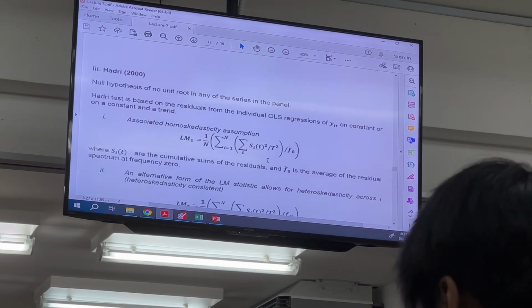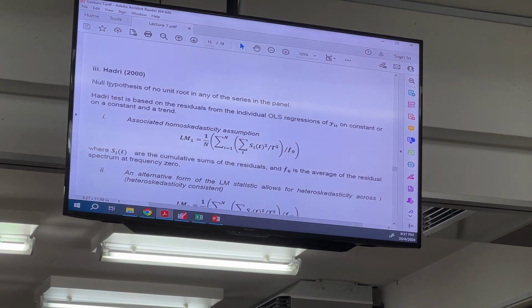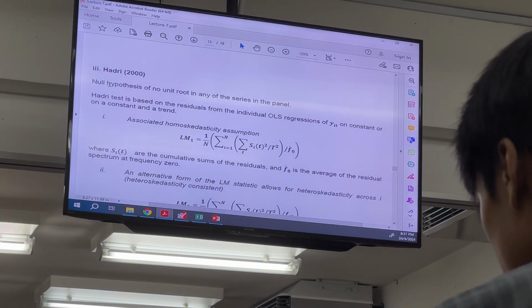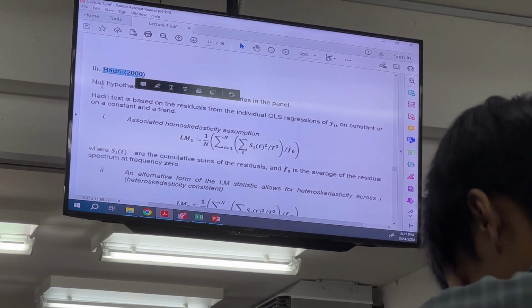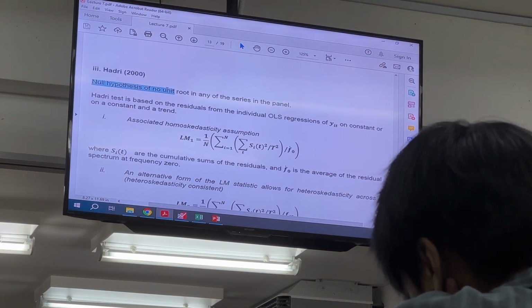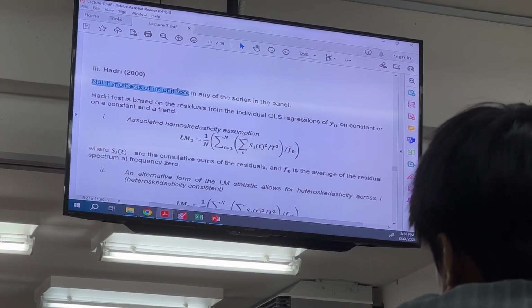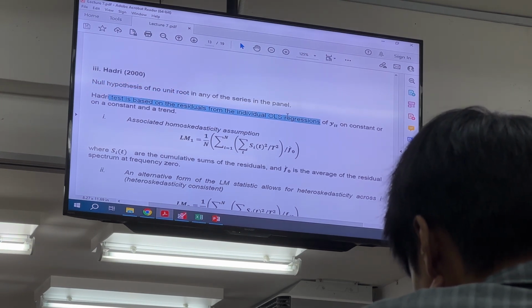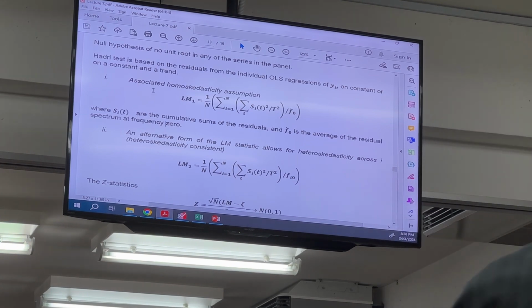So how about the Hadri test? Hadri comes out a little different, because the idea is similar to KPSS. Because of the power to reject the unit root, Hadri comes up with a test with no unit root as the null. The Hadri test is based on the residuals from the individual OLS, based on either a constant or a constant and trend.